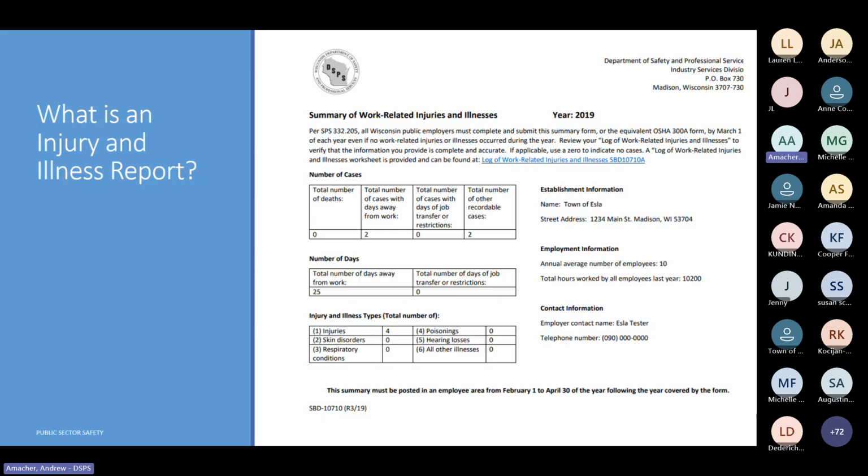When your report is submitted, this is what the summary that is generated looks like. After the injury and illness report has been submitted through our ESLA portal, this is emailed to you in a PDF version after successfully submitting it. This is the summary that can be posted for the employees in the employee posting area that we discussed.